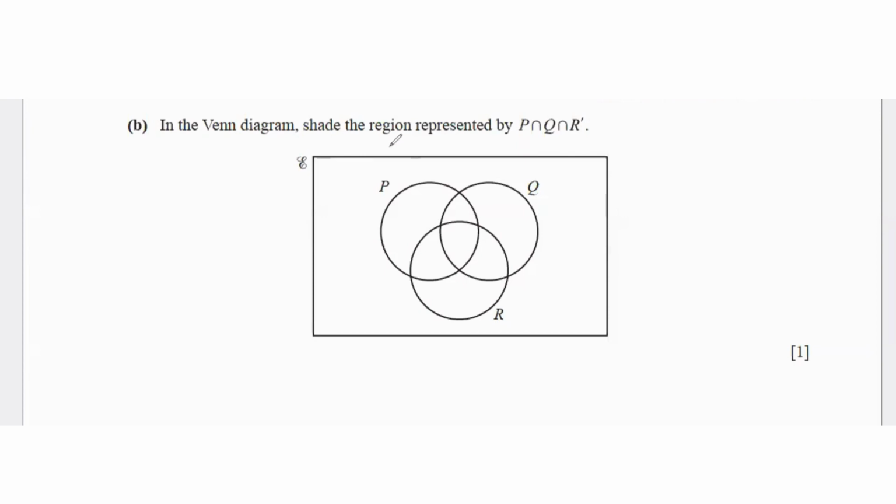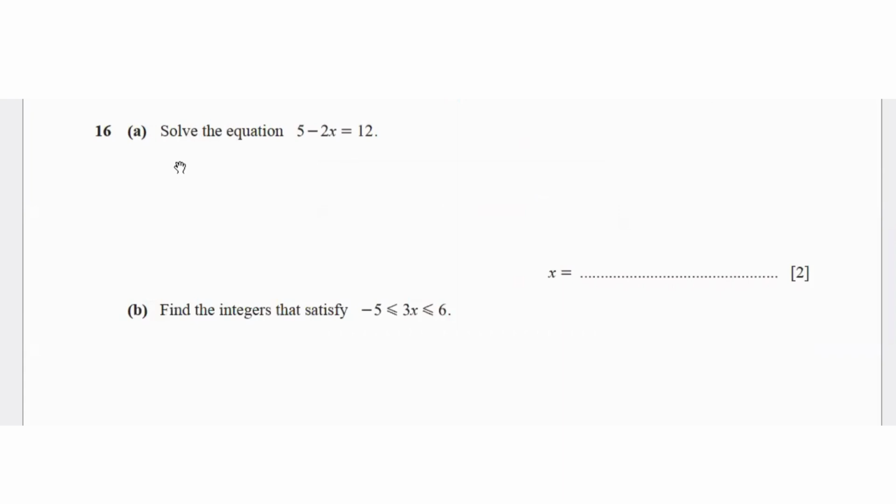In the Venn diagram, shade the region represented by P intersection Q intersection R complement. So P intersection Q is basically this. But since it says R complement, that means we cannot include this middle region. So what we basically have is just this part. That is the answer.